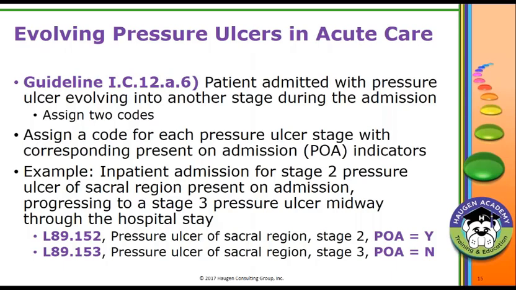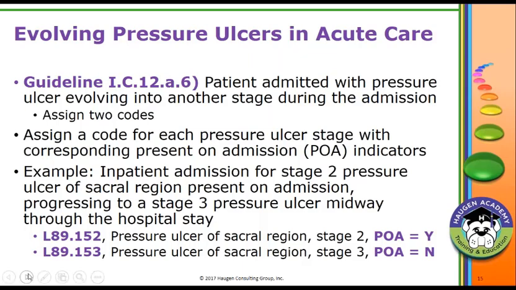We have a couple of guidelines about pressure ulcers that evolve, and I'm talking about the acute care setting. There is a coding guideline that says that if the patient is admitted with a pressure ulcer that evolves into another stage during that admission, you assign 2 codes, a code for each pressure ulcer stage with the appropriate POA indicator. The example I've given here is an inpatient admission for a stage 2 pressure ulcer of the sacral region present on admission, progressing to a stage 3 pressure ulcer midway through the hospital stay. You'll see that I have assigned 2 codes, one for a stage 2, one for a stage 3. The stage 2 has a POA of yes, and the stage 3 has a POA of no.